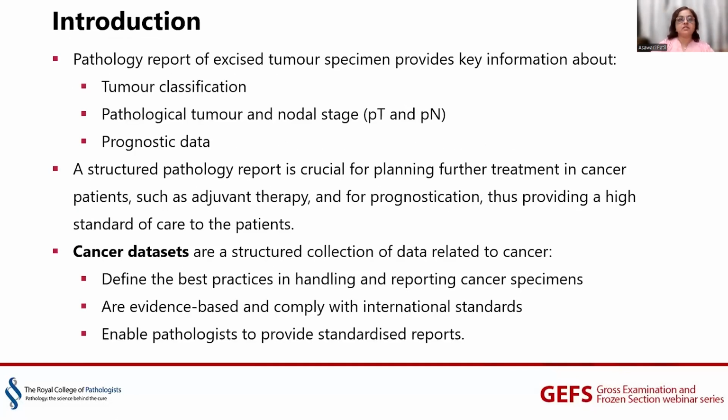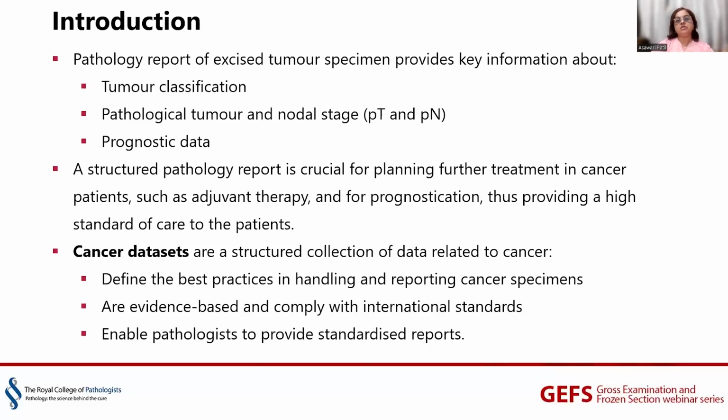So what are the principles? We need to understand what our role is as a pathologist when we get a big excised tumor specimen, or what we call radical surgery or wide local excision. As a pathologist, we are supposed to provide key information to the oncologist regarding the tumor classification, pathologic tumor and nodal stage, the prognostic data, and also whether it is completely excised with adequate margins or not.